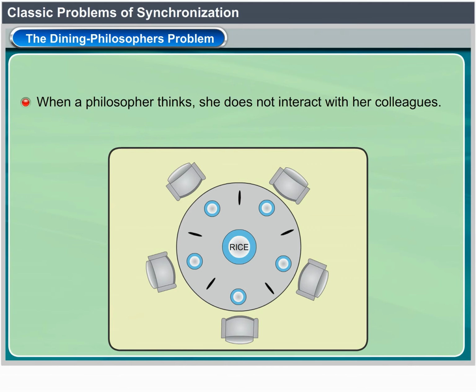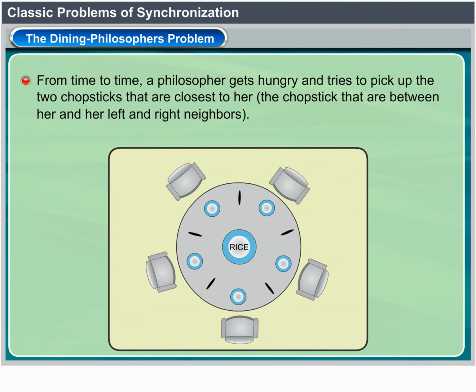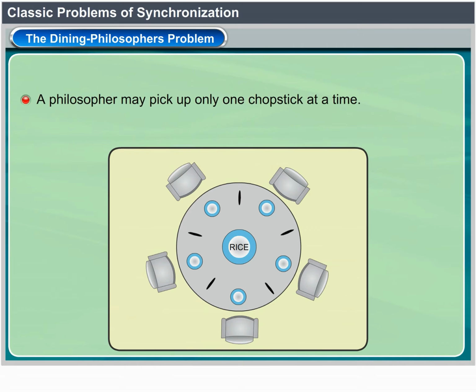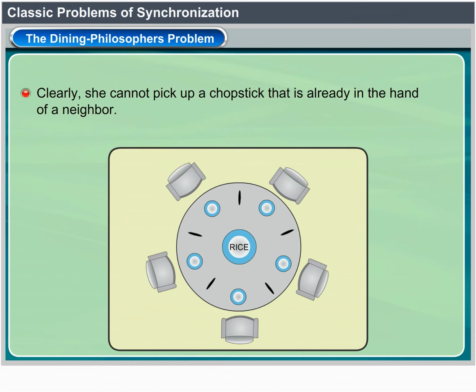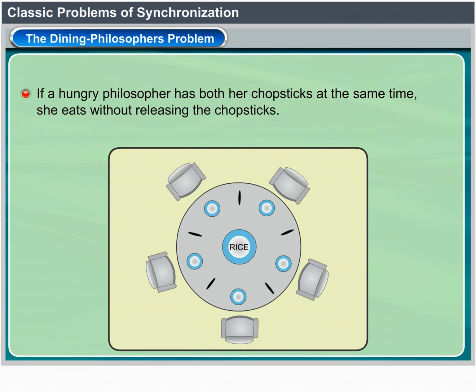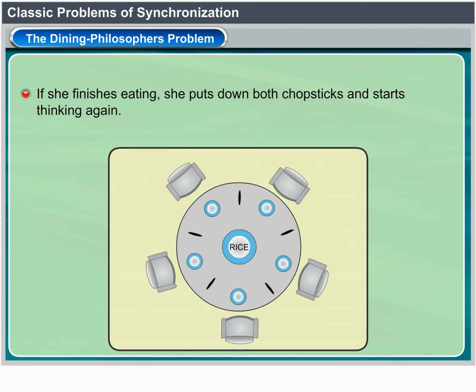When a philosopher thinks, she does not interact with her colleagues. From time to time, a philosopher gets hungry and tries to pick up the 2 chopsticks that are closest to her, the chopsticks that are between her and her left and right neighbors. A philosopher may pick up only 1 chopstick at a time. Obviously, she cannot pick up a chopstick that is already in the hand of a neighbor. When a hungry philosopher has both her chopsticks at the same time, she eats without releasing the chopsticks. When she is finished eating, she puts down both chopsticks and starts thinking again.